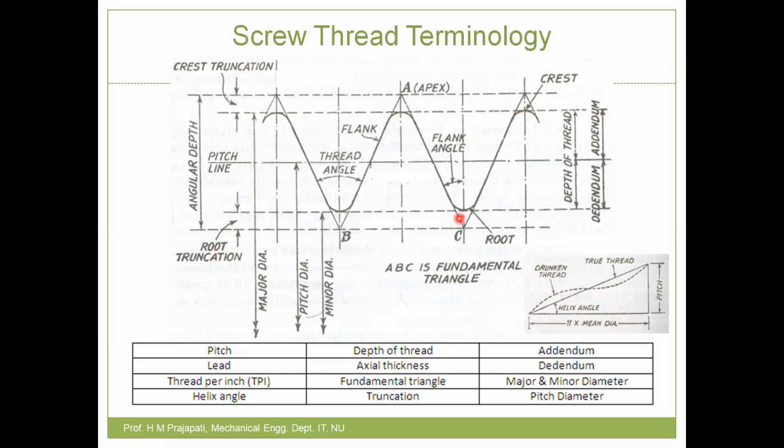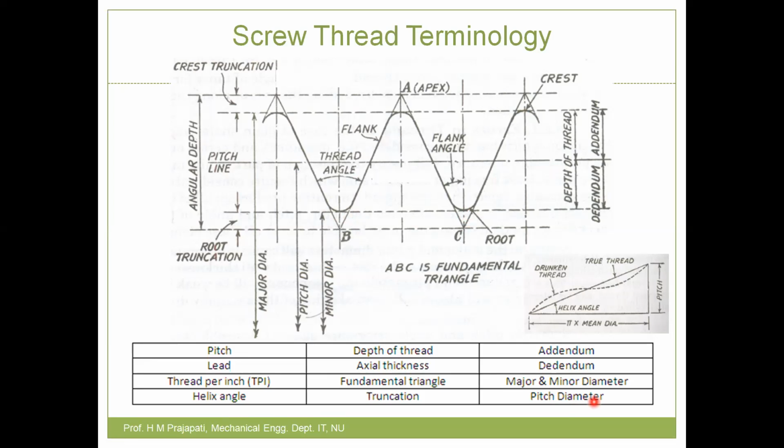Similarly, consider another cylinder whose lateral surface is tangent to all roots of the thread. That is called the minor diameter. And now consider another cylinder which is tangent to the pitch line. Then that diameter is called the pitch diameter. Okay, so these are the three diameters related to the screw thread.